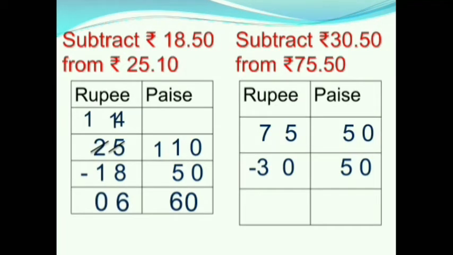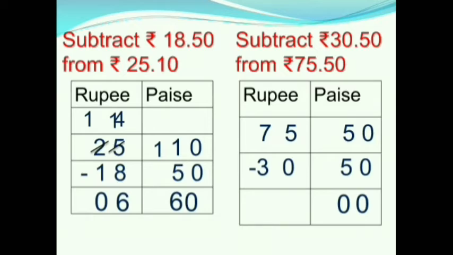See the second question. Subtract 30 rupees 50 paise from 75 rupees 50 paise. First we should subtract paise. 0 and 0. 0 minus 0, 0. Next we should subtract 5 and 5. 5 minus 5, 0. Now we should subtract rupees.